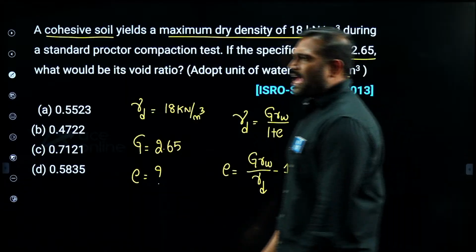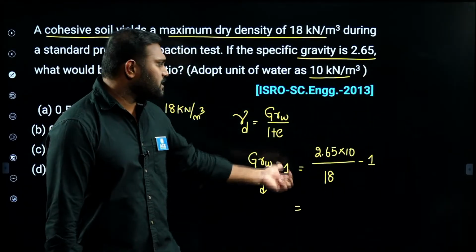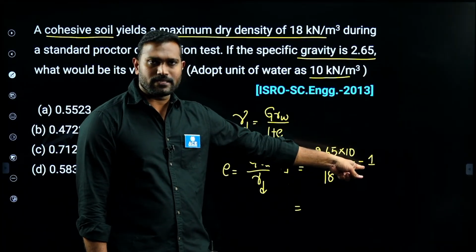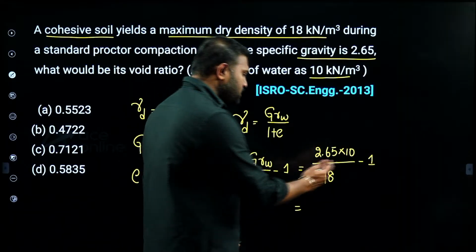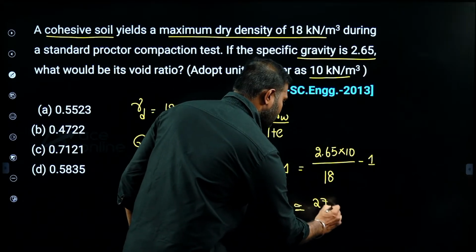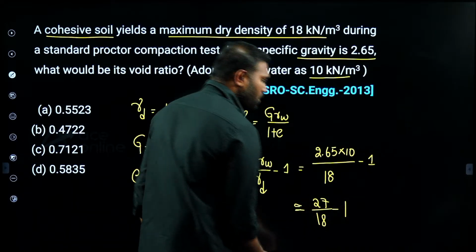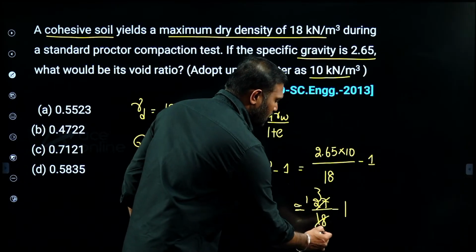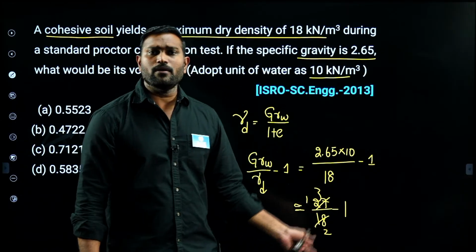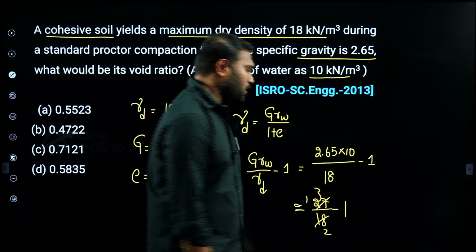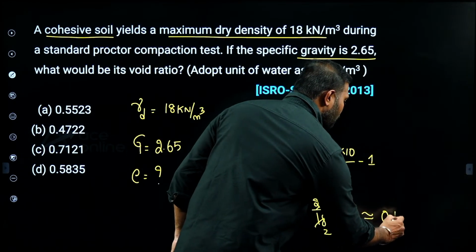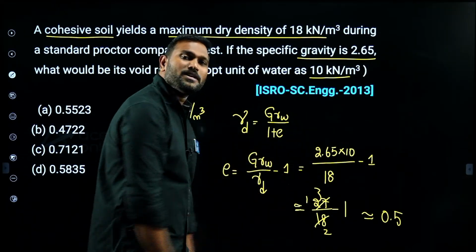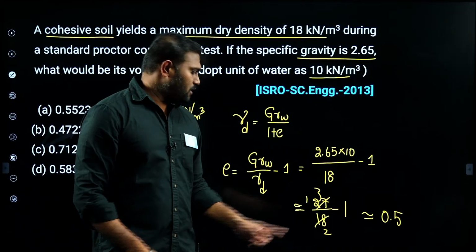As we don't have any calculator, let's assume 2.65 is 2.7. 2.7 into 10 is 27. 27 by 18, nine 3s, nine 2s, so 3 by 2, which is 1.5. 1.5 minus 1 is 0.5. So approximately this is 0.5. When I take this as 2.7, but the actual value is 2.65, which is less than 2.7, this is 27.